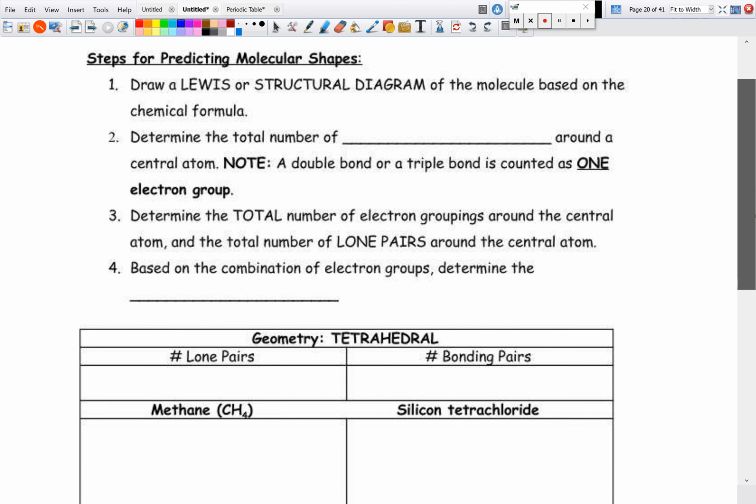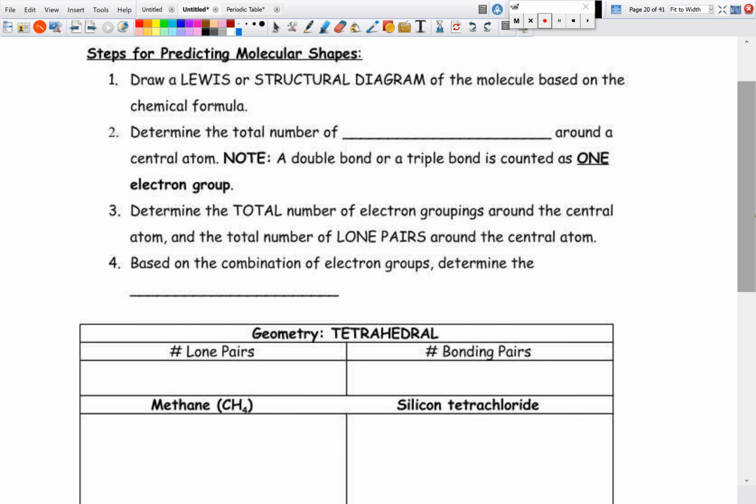So our steps for predicting molecular shapes. First, we need to draw the Lewis or the structural diagrams. Now that's what we've been working on Thursday, Friday of our classes, right? And of course, we have our video lessons put up on molecular compounds. So we will need to look at the Lewis and structural diagrams first.